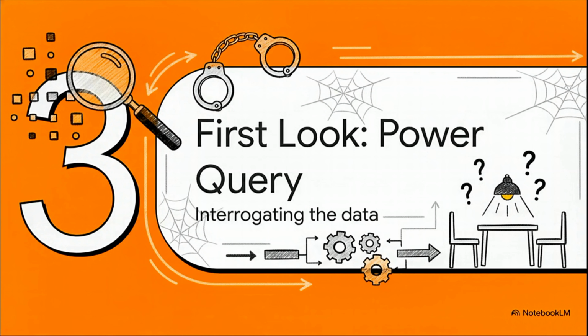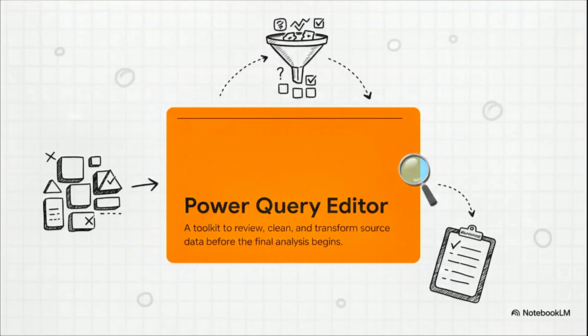Okay, so once we've gathered all our evidence, we don't just take it at face value. No way. We've got to examine it, and I mean really examine it closely. This is the part where we bring it into the interrogation room, which in the world of Power BI is called the Power Query Editor. And this is exactly why Power Query is so incredibly important. It's our dedicated toolkit for the job. This is where we put our data under the magnifying glass to review it, to clean it up, and to get it ready for the final analysis. And let me be clear, this is not an optional step. It is absolutely essential if you want to build a reliable, airtight case.